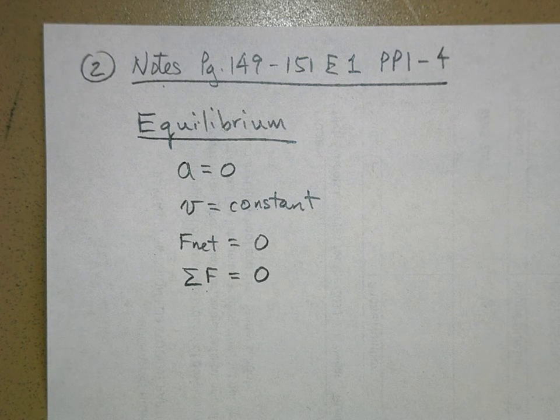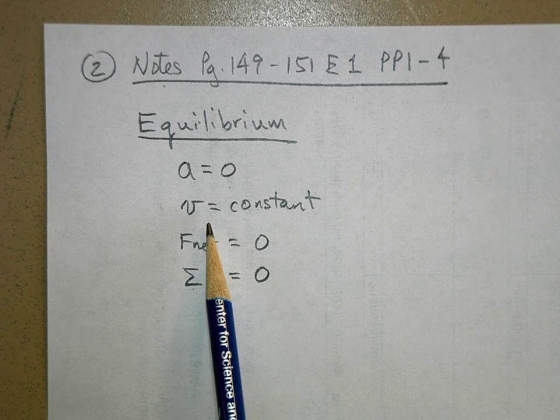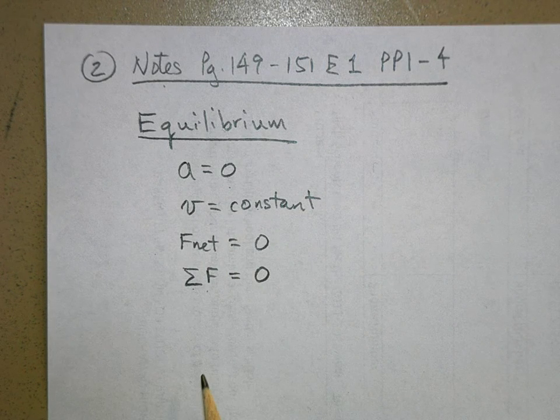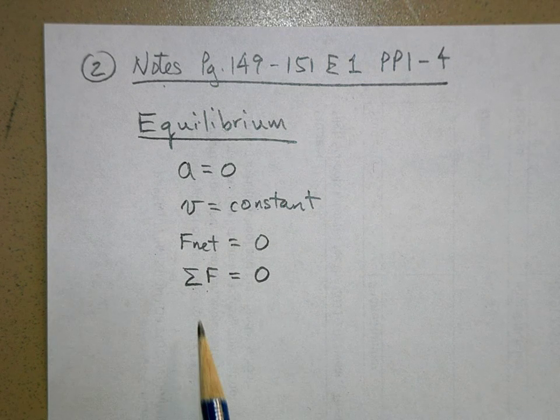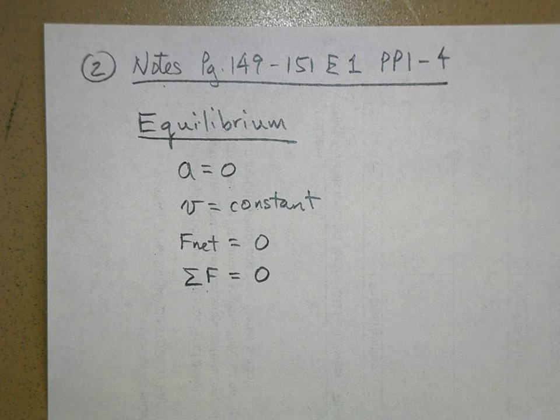So when I say something is in equilibrium, what I'm saying is the object is not accelerating. It's either at rest or it's moving with constant velocity. The net force is zero. And when I add all the forces together, I get zero. So that's what I mean by equilibrium.